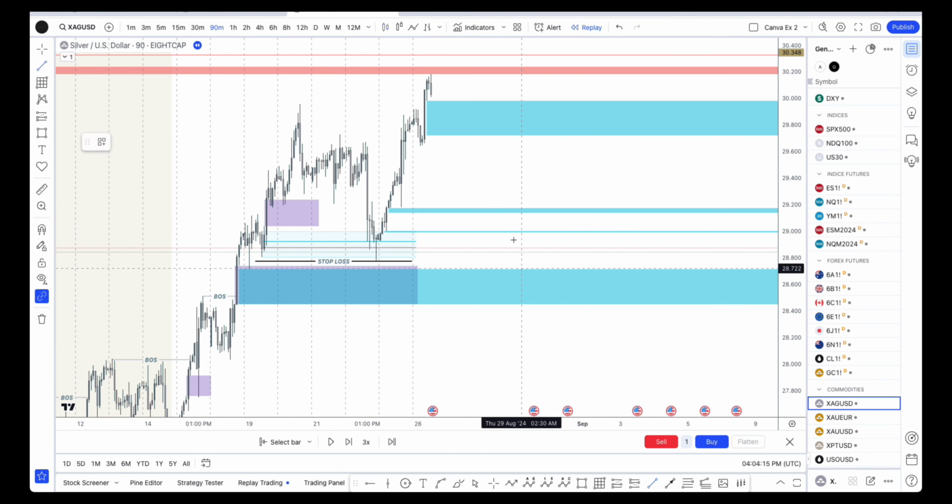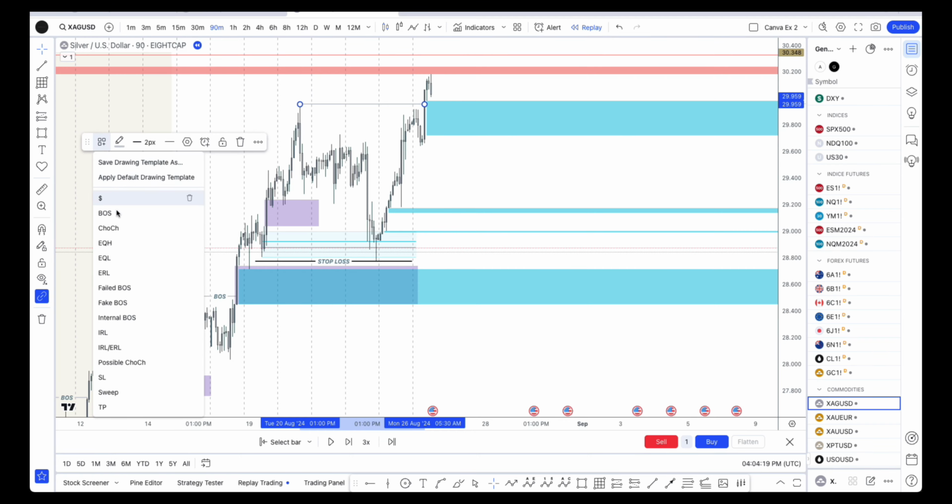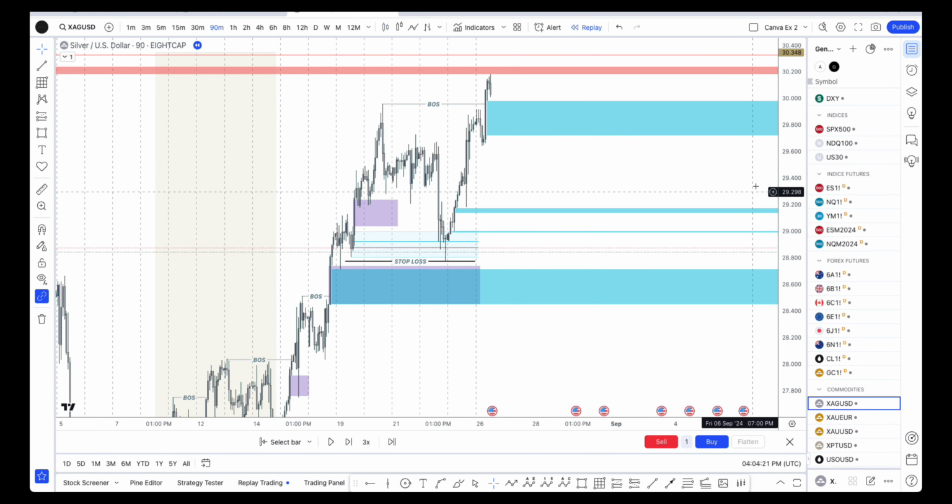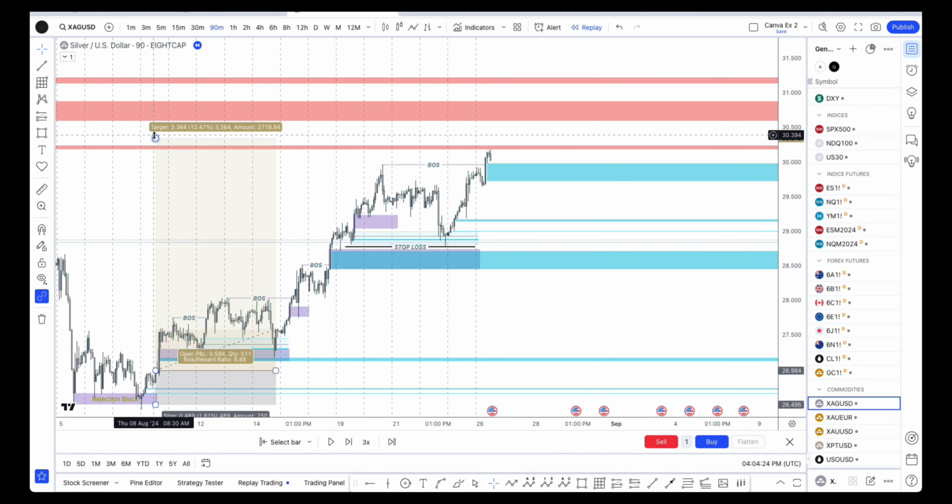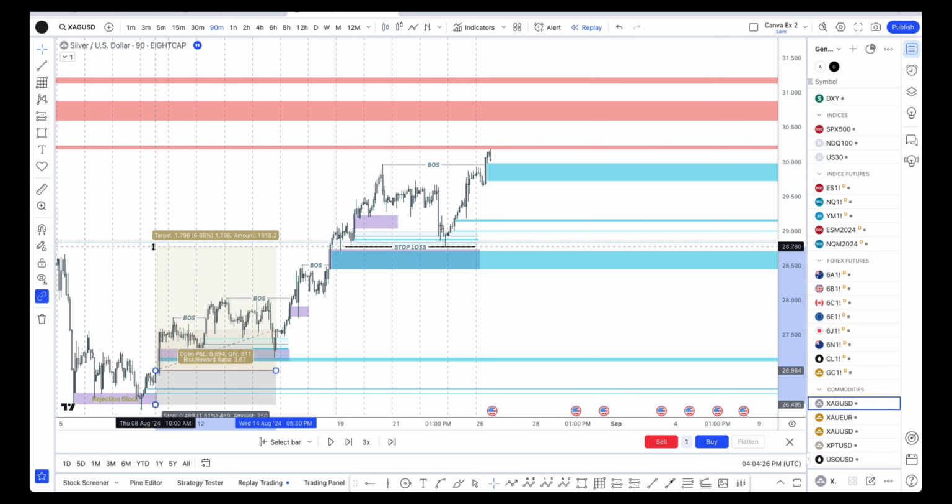And then price also created a new breakout structure. So where are we at now? If I would have closed this position now, I'd be at 3.67 R, right?